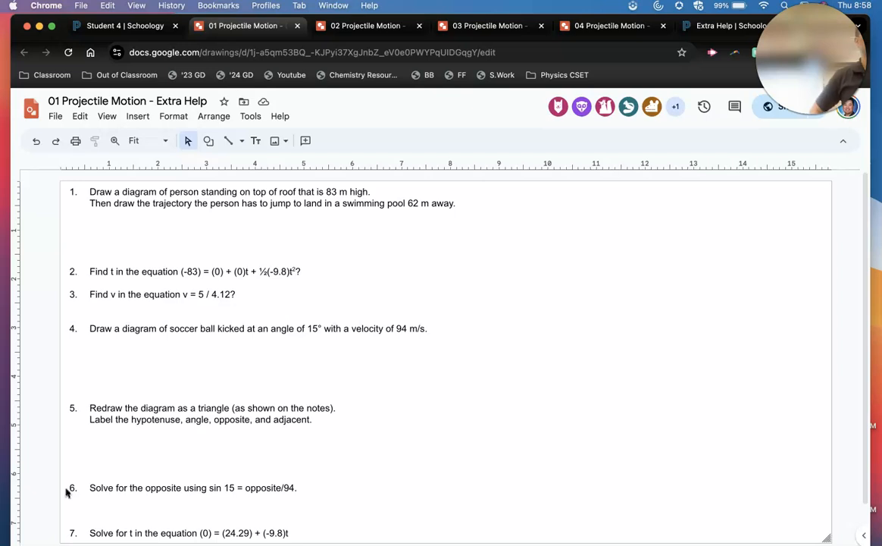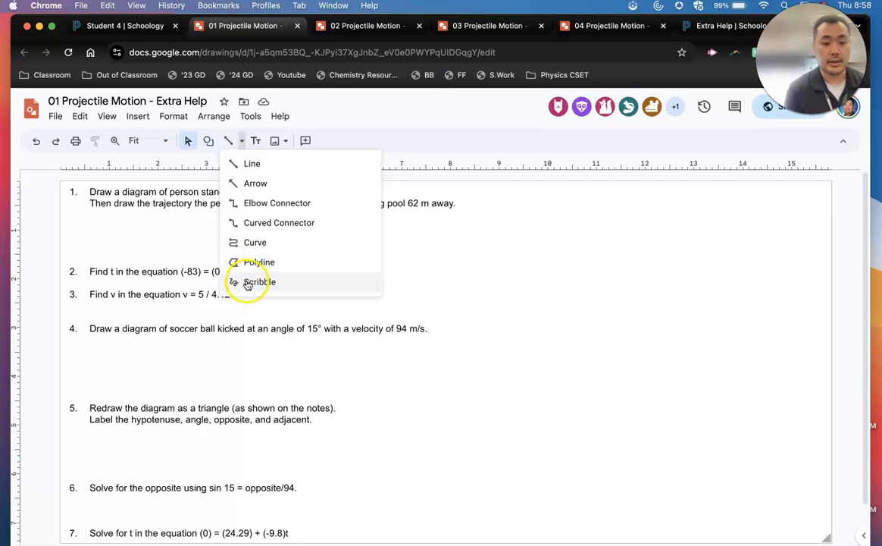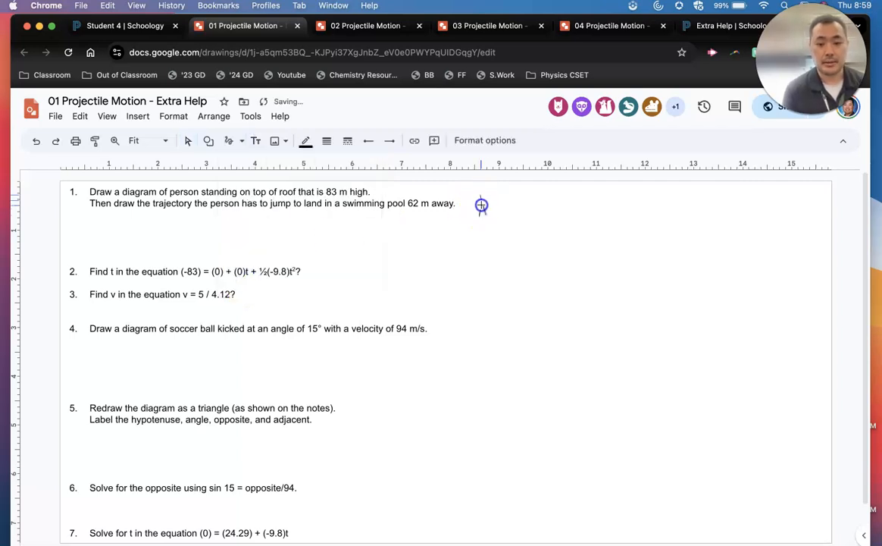All right, so Jimenez, are you done drawing? Almost. Rafael, did you draw? Yeah. Let me see. All right, so one of your classmates has drawn a person that looks like this, and they're on a roof that looks like this, and it's labeled 83 meters. So if you did not do that, do it now.